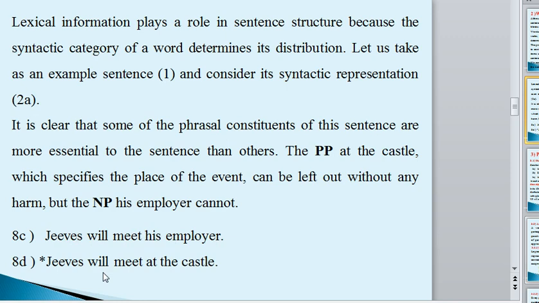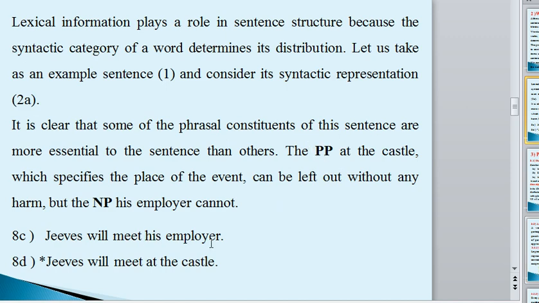But if you omit the NP, his employer, look at this: Jeeves will meet at the castle. We omit his employer, but our sentence becomes ungrammatical because this is an obligatory part of the sentence. So in each sentence, some phrases are more important than other phrases, and we cannot omit them, but we can omit some phrases which are optional.